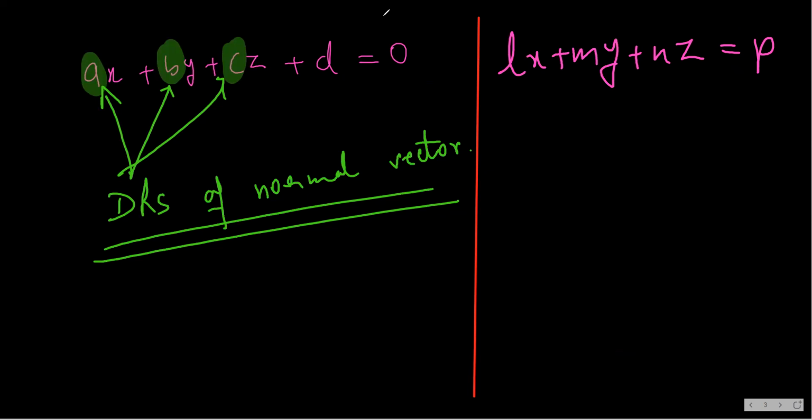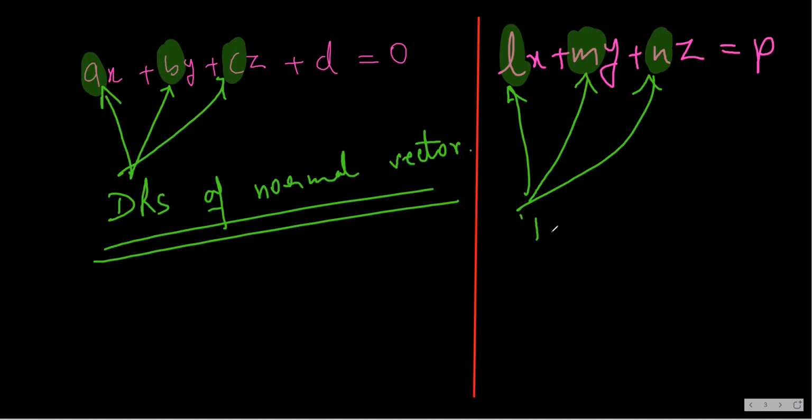Now here, what are L, M, N? Try understanding. A is the coefficient of X, B is the coefficient of Y, C is the coefficient of Z. So what are A, B, C? They are the DRs of the normal vector. And what are L, M, N? They are the DCs of the normal vector, my dear students.